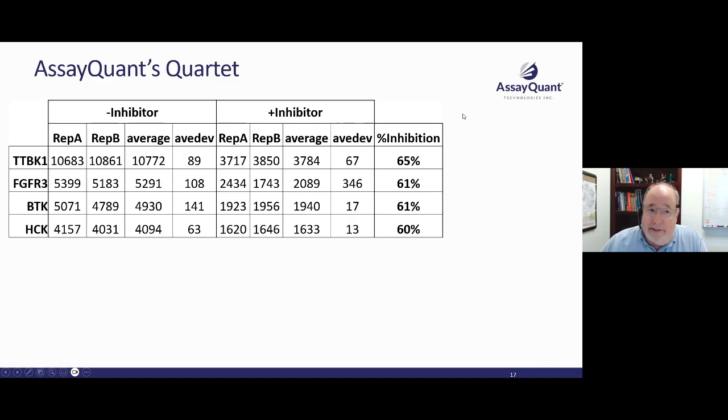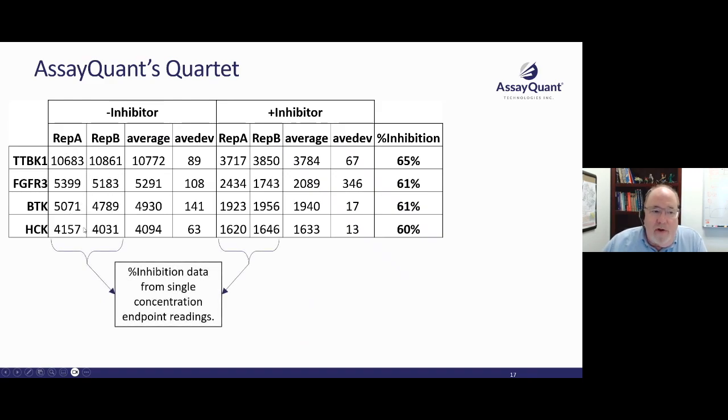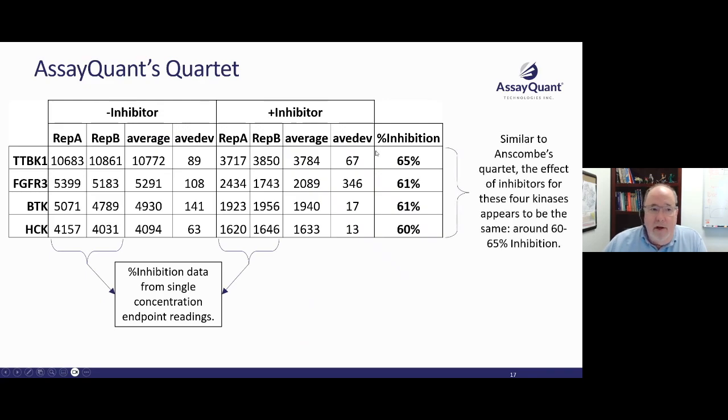So I'm proud to present AssayQuant's quartet of data. What we have here are the endpoints for the Kinome profiling progress curves that we have. We always do our things in replicate in our progress curve. So here's the first replicate, here's the second replicate without inhibitor. Here's the first and second replicate with the inhibitor at its concentration for 4 different kinases. This is actually the endpoint that we have here. And if you actually do the math, they all kind of turn out the same. They're all roughly 65% inhibition for these 4 particular kinases in our profile. So they're all roughly the same, right?